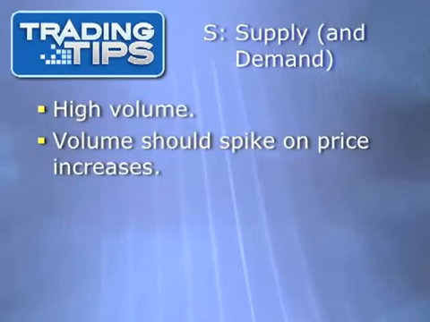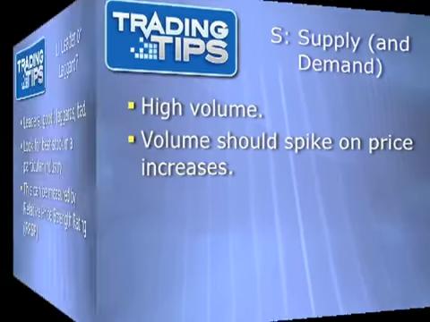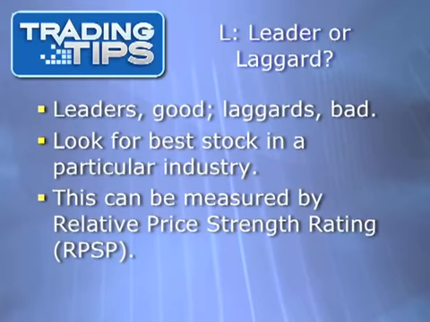S stands for supply and demand. What we're looking for here is volume, and we want to see high volume, especially during big price increases for the stock. L stands for leader or laggard. Leaders are good, laggards are bad. Normally, you want the best stock in a particular industry. How is this measured? One suggestion is the Relative Price Strength Rating, or RPSR, which measures the price of a stock over the past 12 months in comparison to the S&P 500 or another index. The stock with the highest RPSR in a given industry is its leader.